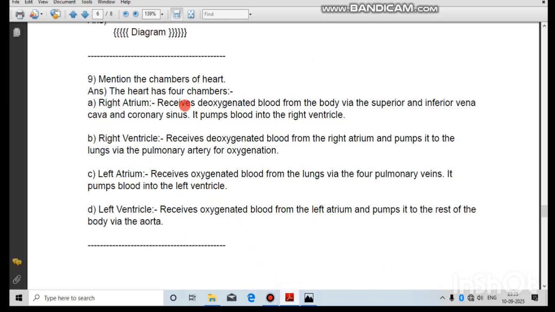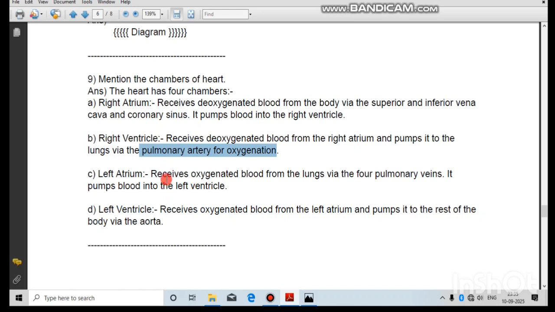What do they do, how will they function? The right atrium will be receiving the deoxygenated blood from the body via the superior and inferior vena cava and coronary sinus, and it will pump that blood into the right ventricle. The right ventricle will receive the deoxygenated blood from the right atrium and it will pump it to the lungs via the pulmonary artery, for oxygenation.